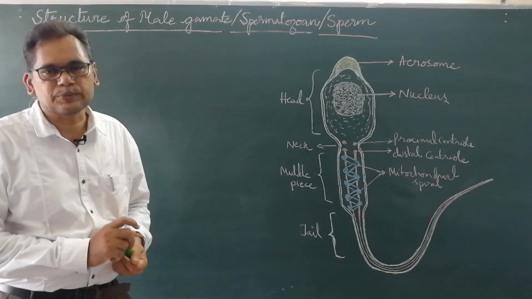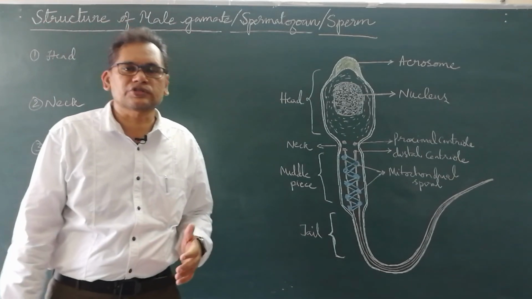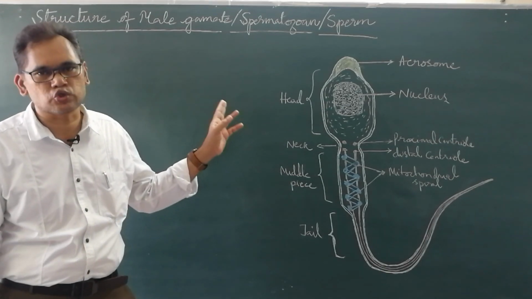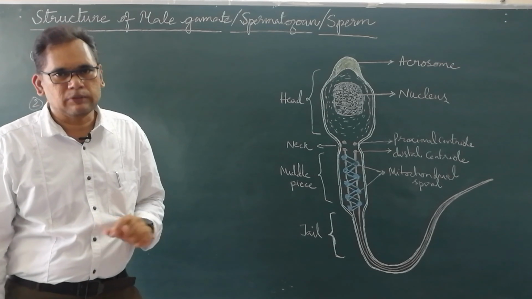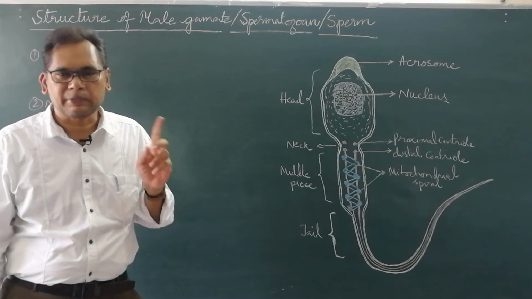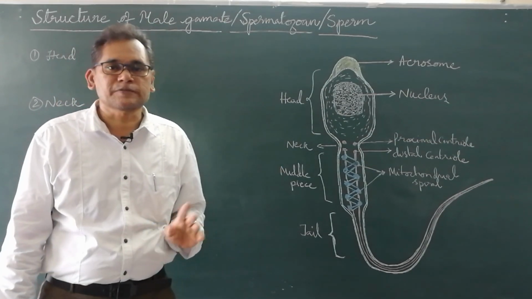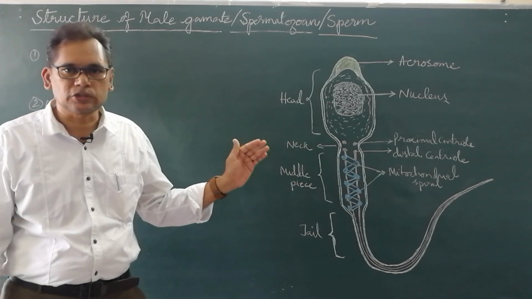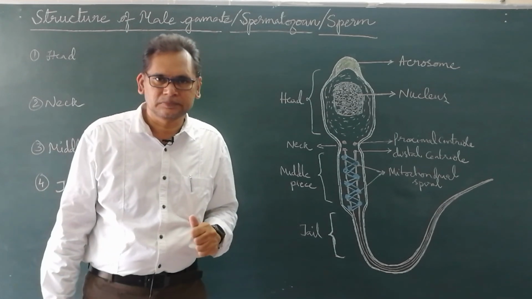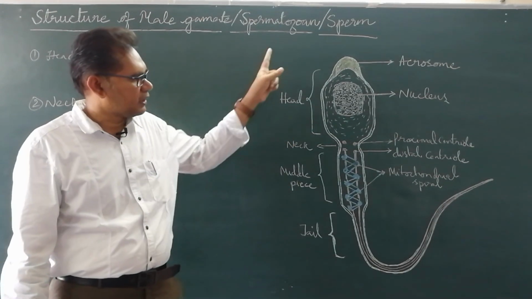In the previous class we discussed spermatogenesis. Spermatogenesis is the process by which male gametes called sperms or spermatozoa are released. From the primary spermatocyte, four spermatozoa are formed. They are attached to the Sertoli cells and they get discharged into the lumen. This is called spermiation. Now these sperms which are formed show the following structure.